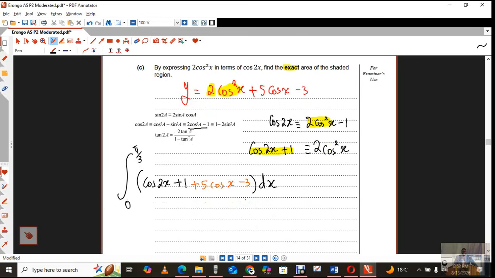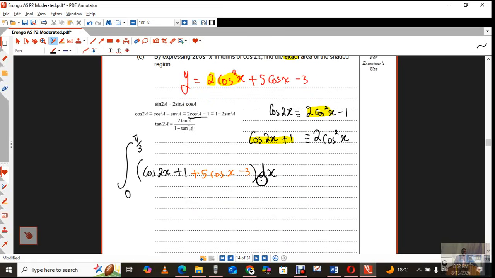Right, now, before I continue, we can see that we can still clean up a little bit there. There's that 5 and negative 3. So this is definitely going to be the same thing as integrating from 0 to pi over 3, and this is cos 2x, and then you have 1 minus 3. Okay, so I'm going to put plus 5 cos x in front, and 1 minus 3 is nothing but negative 2. Okay, dx.